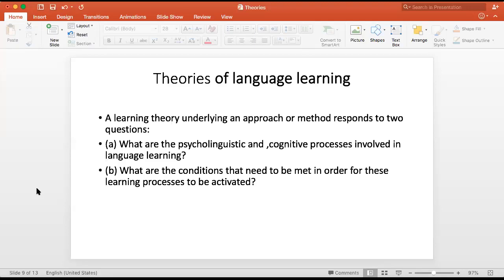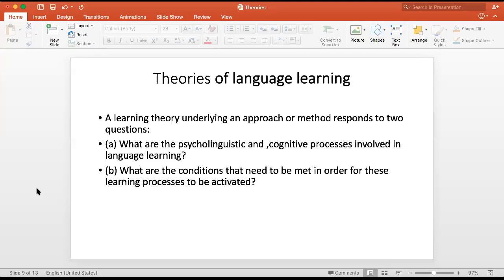Now, the first question that these language learning theories answer is, what are the psycholinguistic and cognitive processes involved in language learning? What are the conditions that need to be met in order for these learning processes to be activated? So we are going to talk about the psycholinguistic processes, the cognitive processes, and then the conditions that need to be met for these processes.